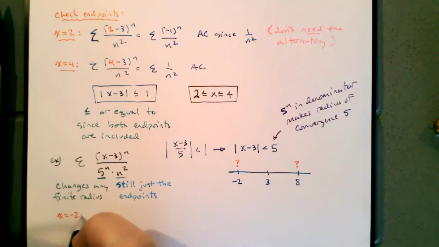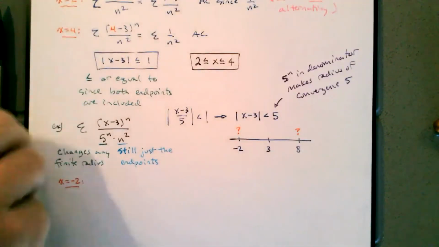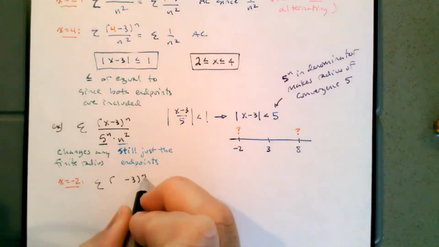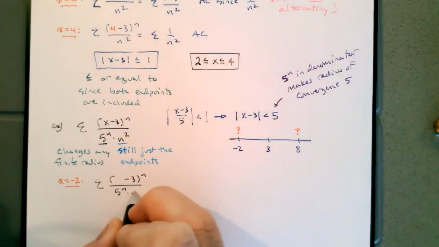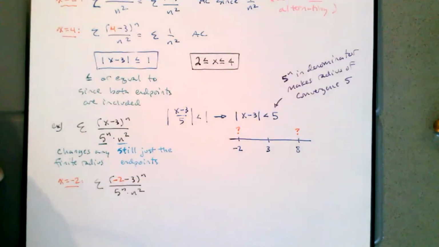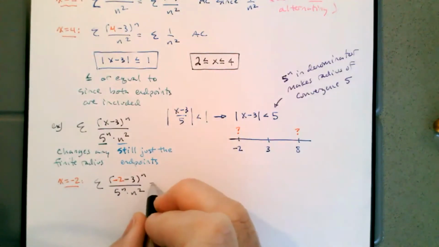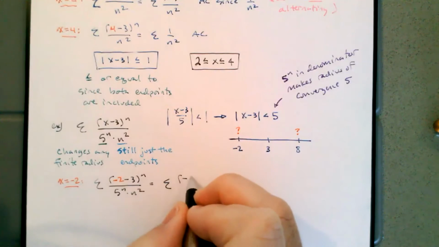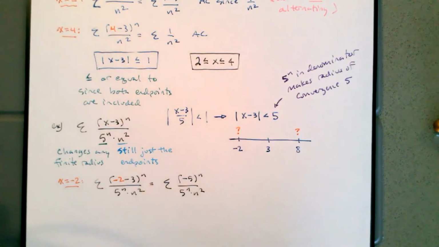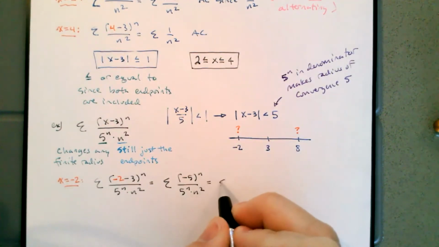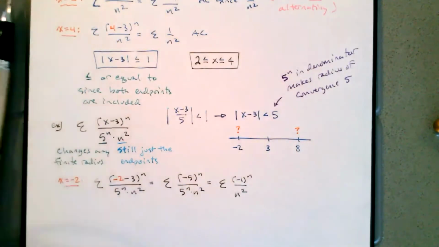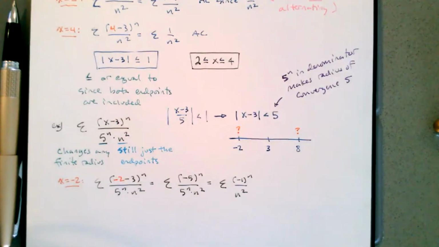So when x is equal to negative 2, our power series is the sum of (-2 minus 3) to the n over 5 to the n times n squared. Notice that when we plug in the -2 in the numerator, we get -2 minus 3, which is -5 to the n over 5 to the n. And we can simplify the 5 to the n. This is why I recommend not just doing the ratio test automatically from the beginning, because it's always going to behave very predictably.